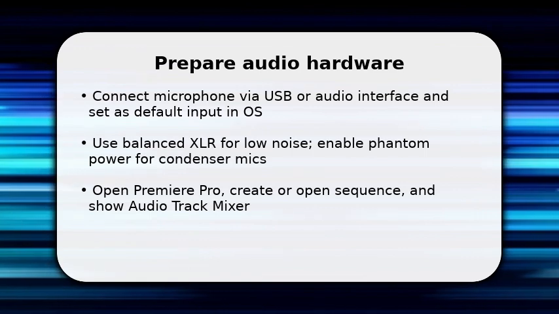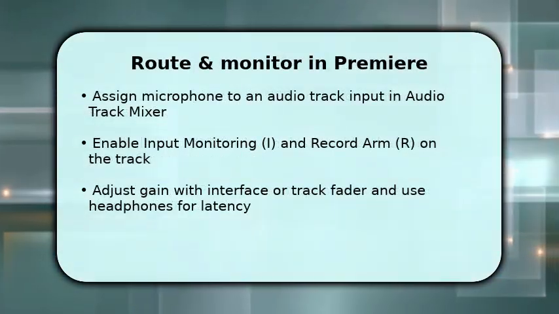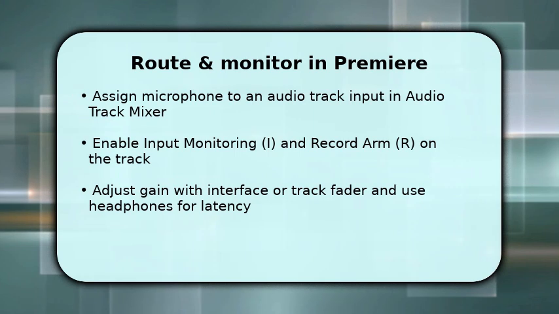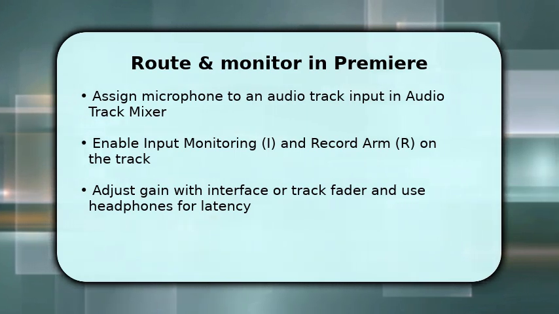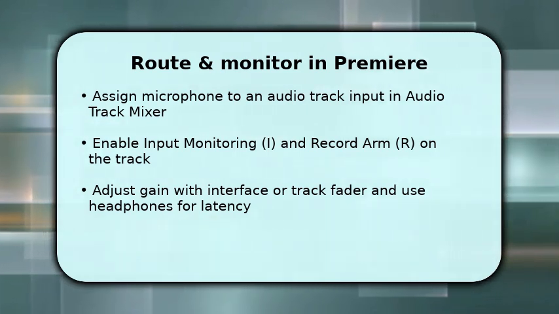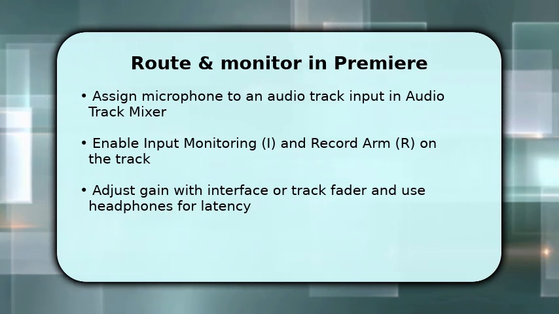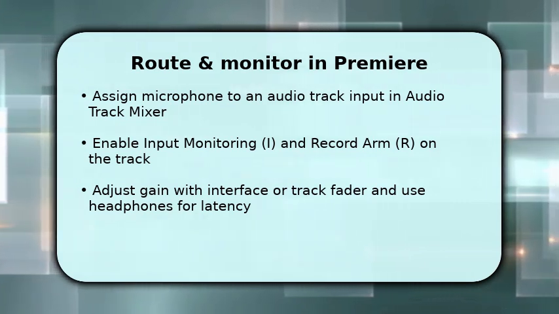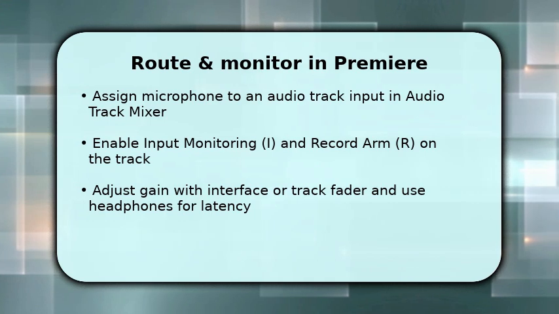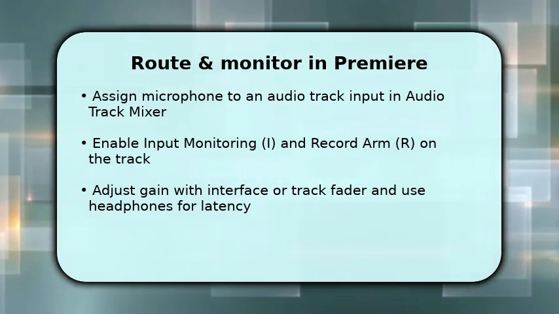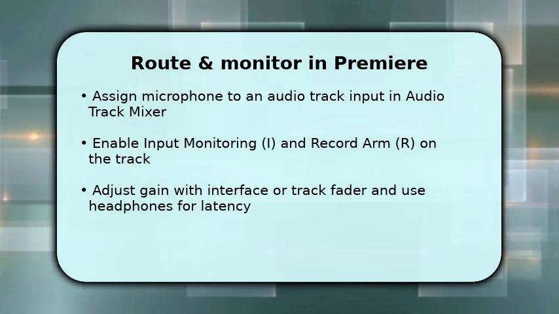Select the audio track mixer's input dropdown and pick the physical mic or interface channel. This routes audio into the timeline. Then enable input monitoring so you hear yourself and press record arm to permit capture. Adjust gain at the interface first to avoid clipping and use the track fader for level tweaks. This preserves headroom. If latency appears, switch to a low latency driver or lower buffer size. Once levels look good and monitoring is stable, prepare to record.